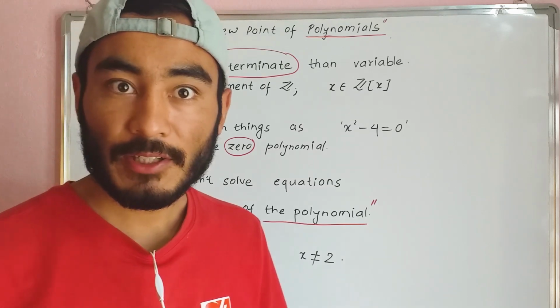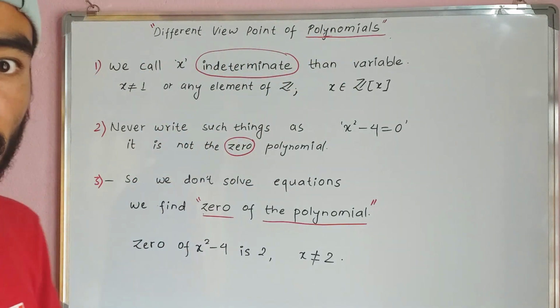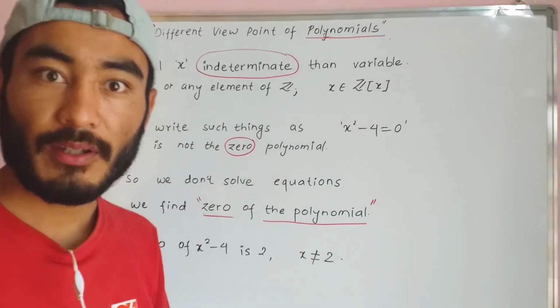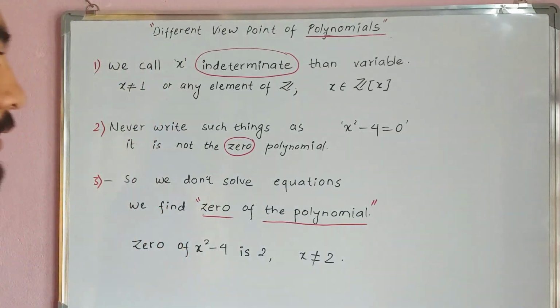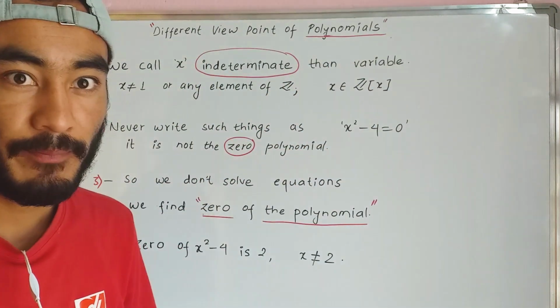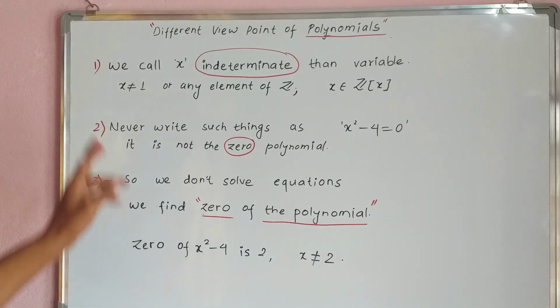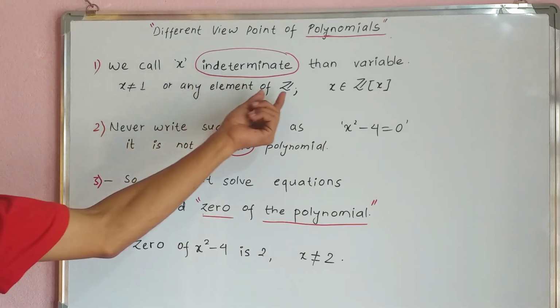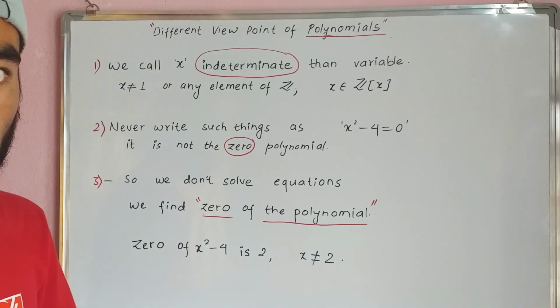Our first topic is polynomials. We give a different viewpoint of polynomials, different but very important. It is key that you understand this viewpoint. First, we call x an indeterminate, not a variable. Let x be a polynomial of Z[x], then x is not equal to 1 or any element of Z. The nature of x is not determined, so we call x an indeterminate.